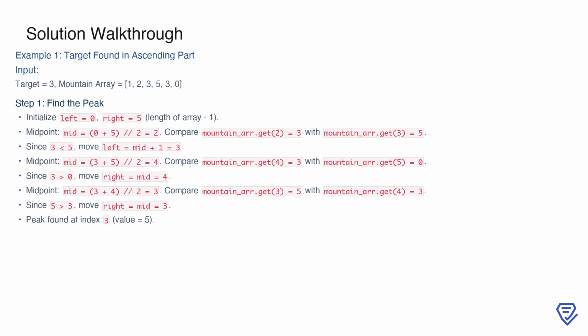Next, we calculate a new midpoint as (3 + 5) / 2 equals 4. At index 4, the value is 3, and at index 5, the value is 0.